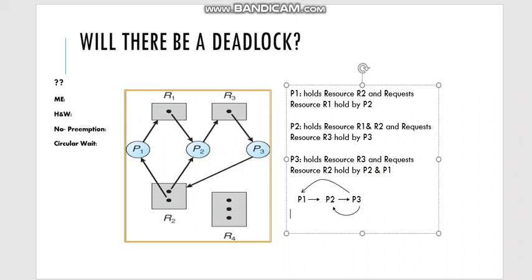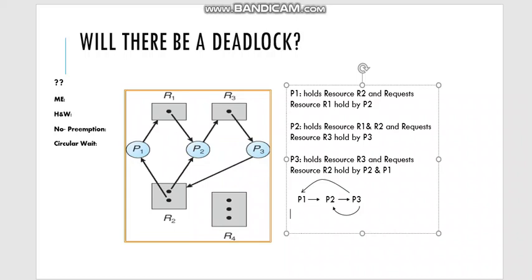Then again process 3 is requesting the resource 2, which is held by process 2 as well as process 1. So it is dependent on process 2 as well as process 3. So there is a cycle of process 2 to process 3, then process 2, then there is also a cycle of process 1, 2, 3 to 1.